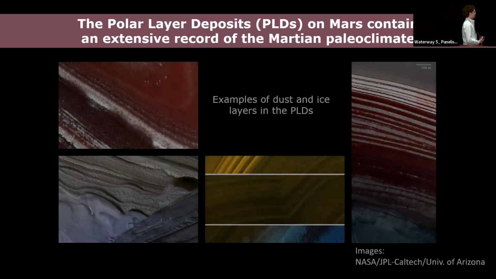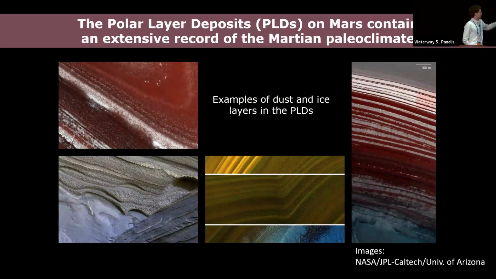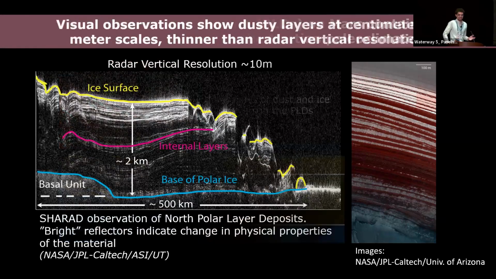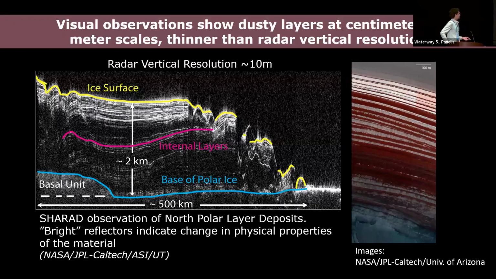So here is a visual example of these PLDs. Here we can see the different dusty and ice layers, similar to what we see on Earth with sedimentary-like layers. So these are visual observations, which presents a problem. As I said earlier, the PLDs are around 2 to 3 kilometers thick, and visually, we can only get outcroppings. And so what we use to probe the 2 to 3 kilometer thick polar layer deposits is radar, which presents an almost ice core-like remote sensing.